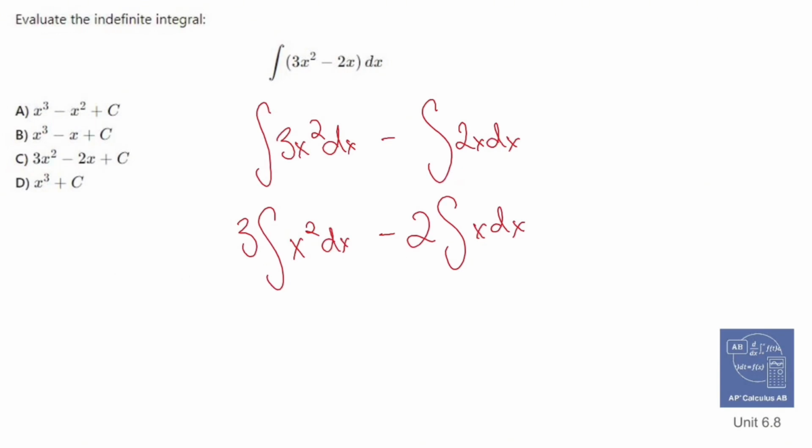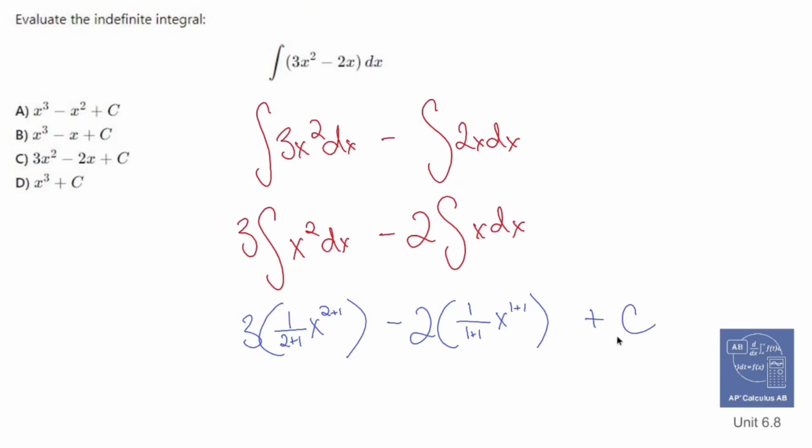Now we integrate using our power rule. 3 just lives there. You're going to be 1 over 2 plus 1, x to the 2 plus 1, minus 2. And you're going to be 1 over 1 plus 1, x to the invisible 1 plus 1. Now, when you do the indefinite integral, you have to remember to add an arbitrary c at the very end. Since we're not doing the f of b minus f of a thing, we have to do this.